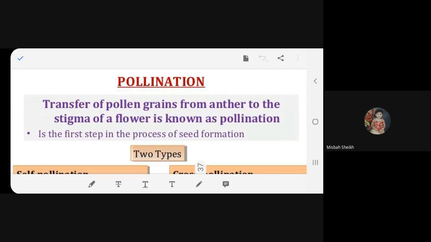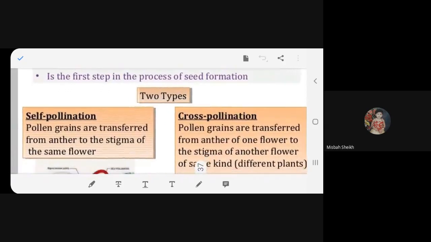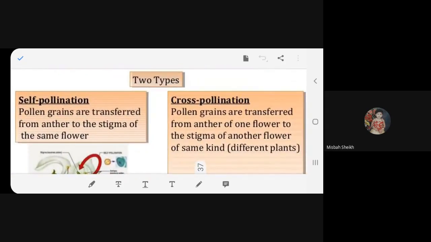Pollination. Transfer of pollen grains from anther to the stigma of a flower is known as pollination. It is the first step in the process of seed formation. Two types: self-pollination and cross-pollination. In self-pollination, pollen grains are transferred from anther to the stigma of the same flower. In cross-pollination, pollen grains are transferred from the anther of one flower to the stigma of another flower of the same kind, on different plants.